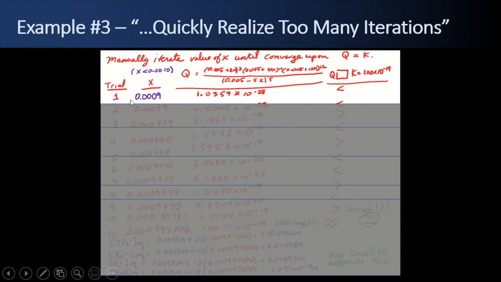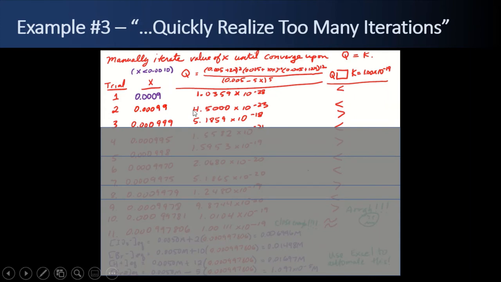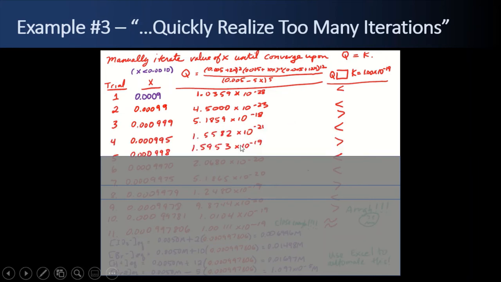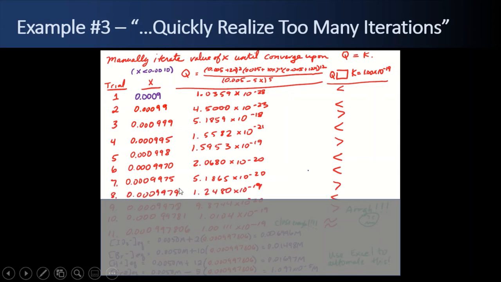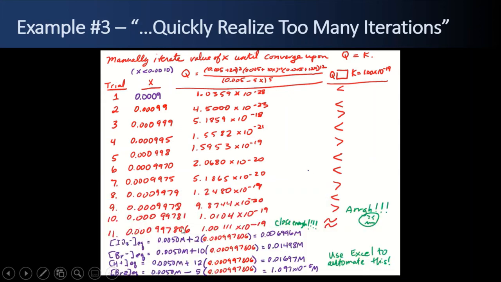So she set up trial one, guessed X at 0.0009, ran all the calculations to arrive at a Q value, and then realized that the Q value she calculated is less than the K value that we want to end up with. So she tried again, went to 0.099, and it's still less than. Then she tried again, 0.099, and it's greater than. So now we know it's between 9.9 to the negative fourth and 9.99 to the negative fourth. And anyway, she has to keep iterating and going above and going below, and round we go. Eventually, to get the level of precision you need for the chemical equation, you're going to have to iterate too many times. And that's why she mentioned to use Excel to automate this problem.